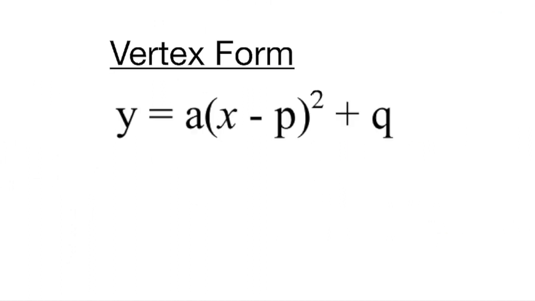This is what we call the vertex form of a quadratic function. So we have x squared. It is a degree 2 equation. We also have some other variables in here, a, p, and q, which just represent numerical values. We're going to take a look at what a, p, and q specifically control when it comes to graphing that quadratic.